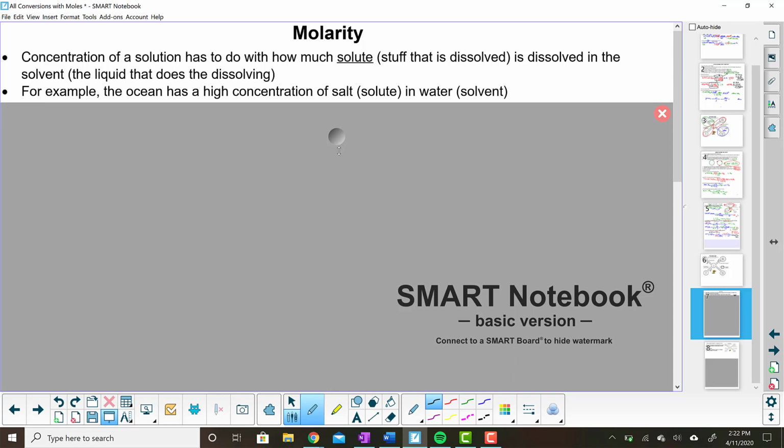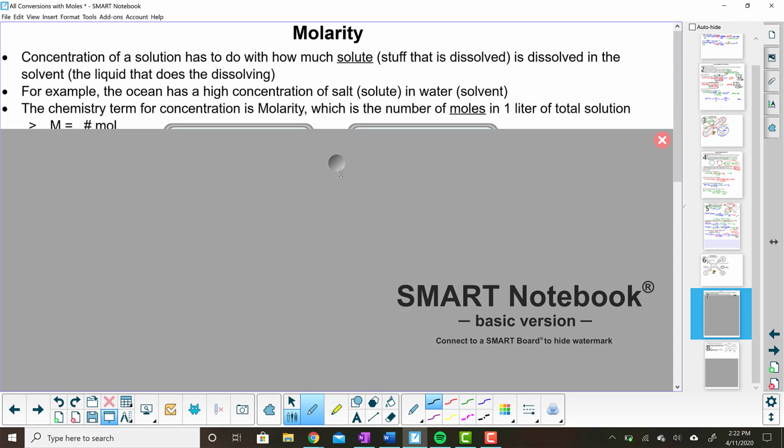Next, the chemistry term for concentration is molarity. In this context, concentration and molarity mean pretty much the same thing, except molarity has to do with the number of moles in 1 liter of total solution. So instead of how much stuff, we're going to get more specific here. In chemistry, we use moles. So molarity is the number of moles in 1 liter of solution.